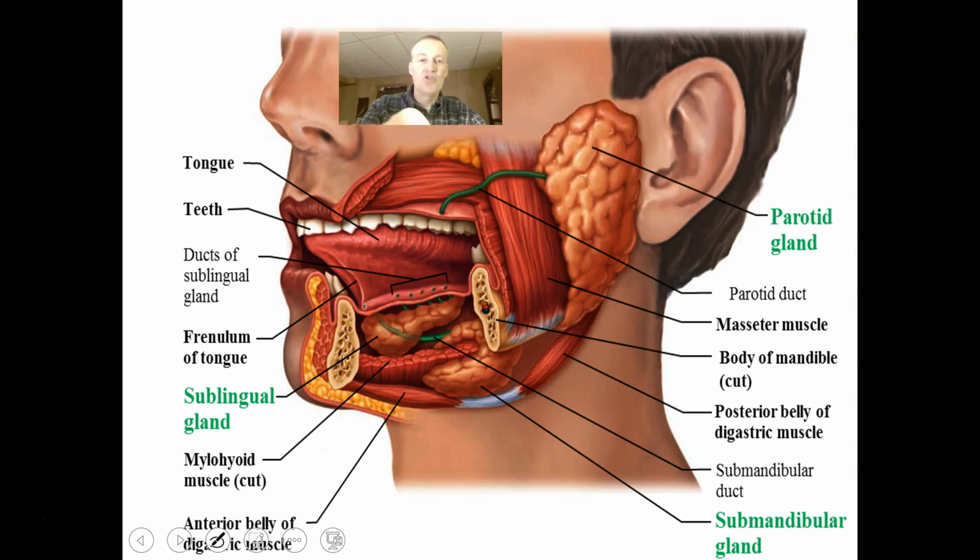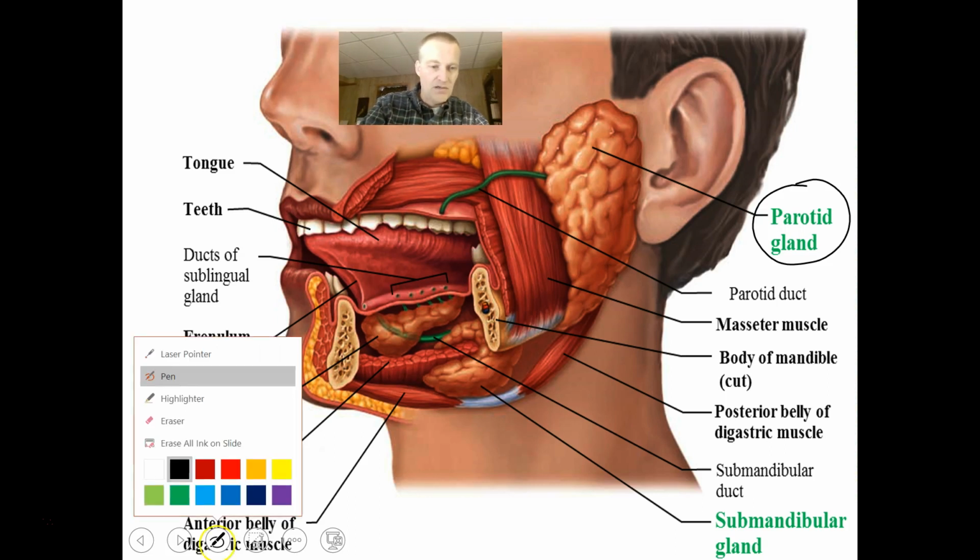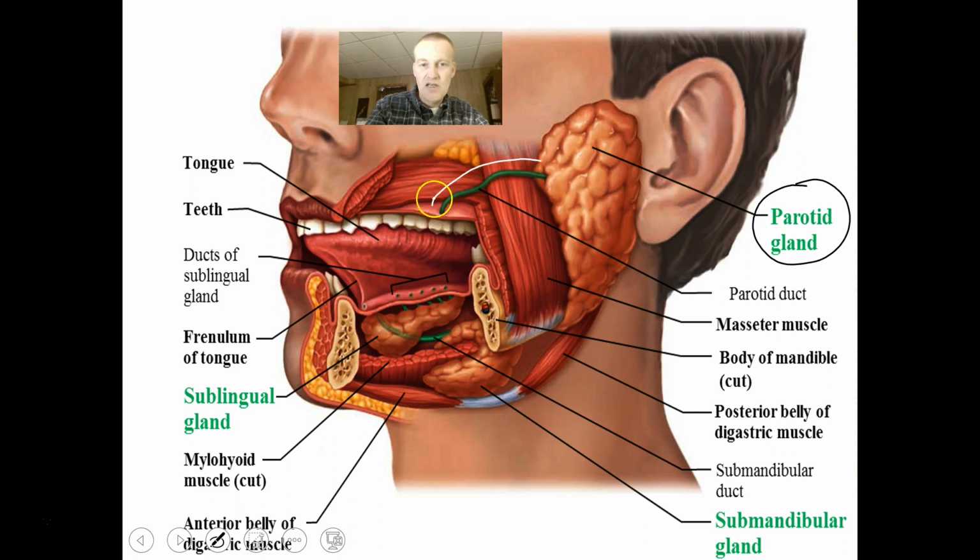This is just a picture showing you some of these glands. So the large parotid gland is located on the side of your jaw and side of your face. And you can see that it has a duct that leads to your oral cavity.